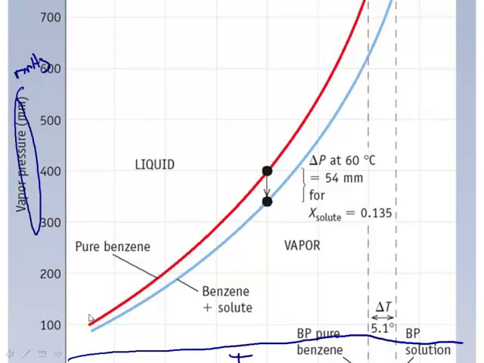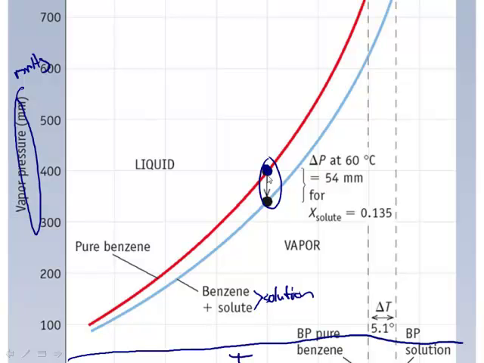And here this red line is for pure benzene, and the blue line represents benzene with a solute dissolved in it. So this is a solution, okay? Now, what you can see from this is that if we look at this particular temperature right here, whatever temperature this happens to be, I don't know what it is exactly because the temperature's cut off, but here's the vapor pressure of pure benzene at that temperature.